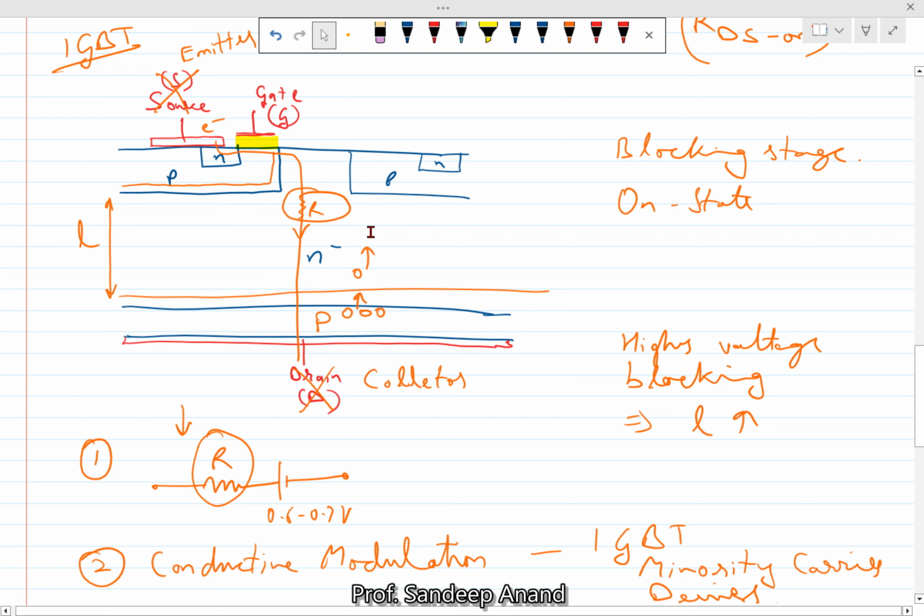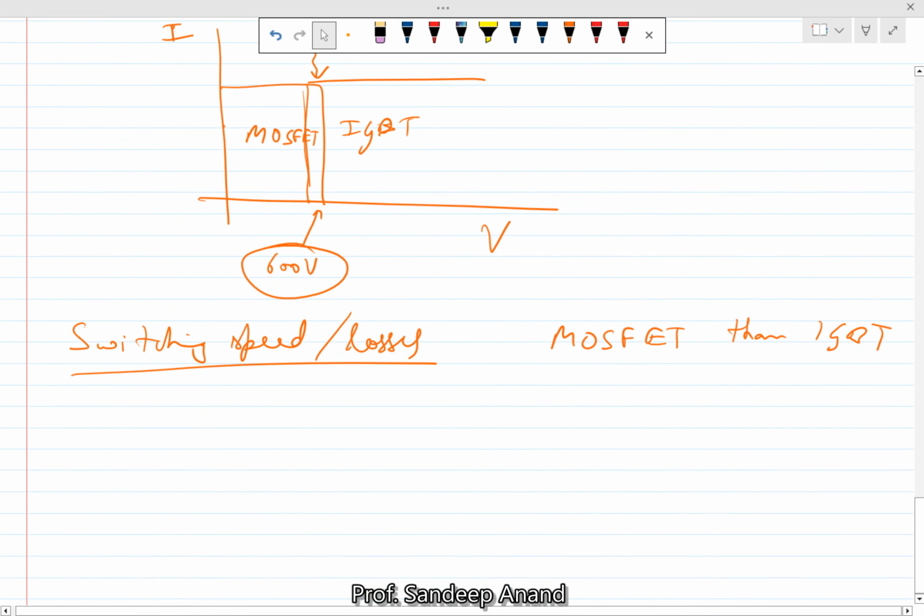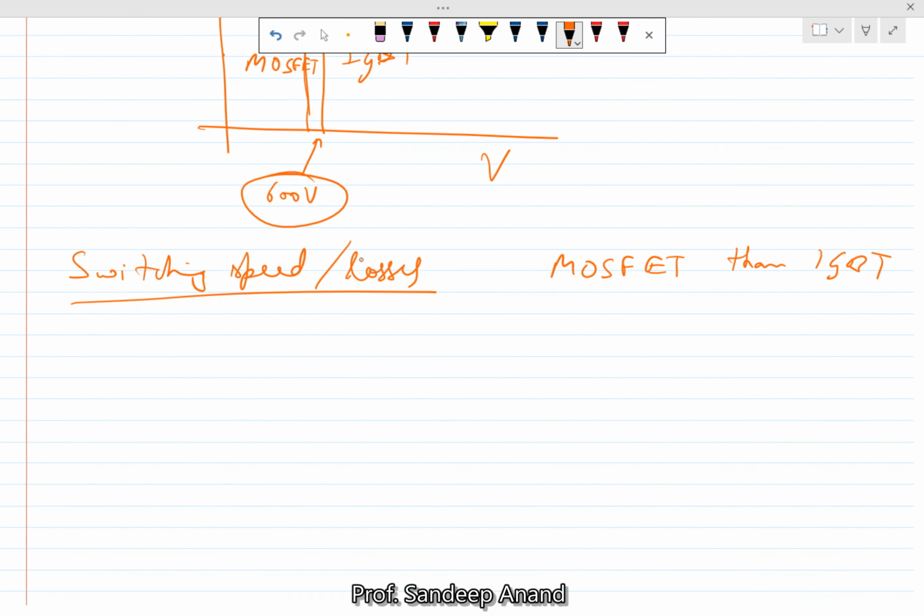So when you turn this device off, these holes continue to conduct for some more time, and that leads to the flow of what we call a tailing current. So turning off a MOSFET could be very fast. Turning off an IGBT takes more time because of the presence of these minority carriers. So in terms of switching speed or switching loss, MOSFET does much better. And therefore, for low voltage applications where the conduction loss is also low in MOSFET and switching loss is also low, we prefer to use MOSFETs.